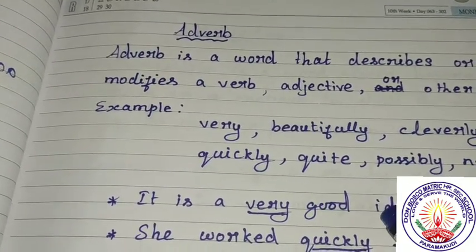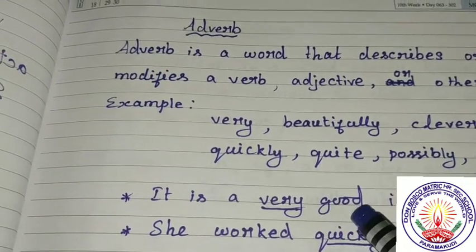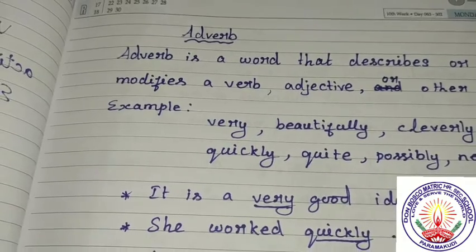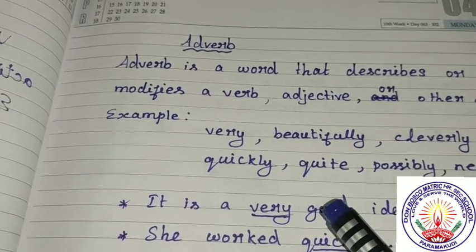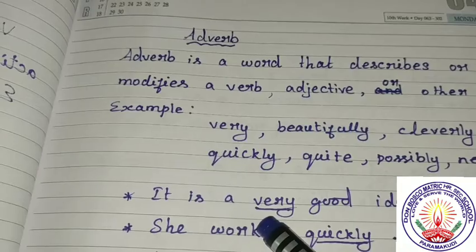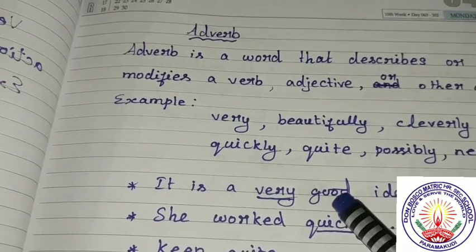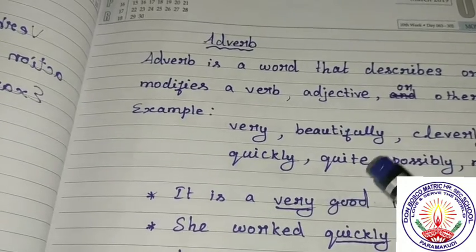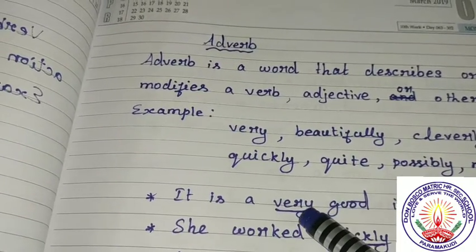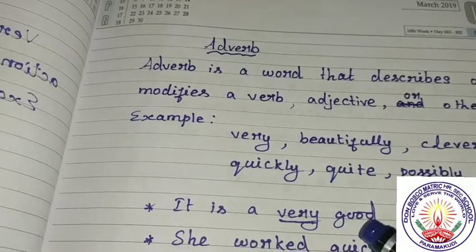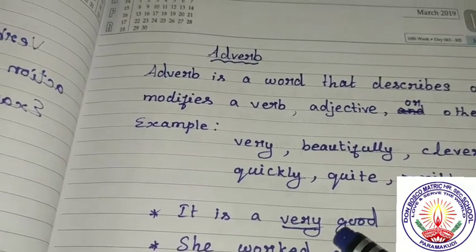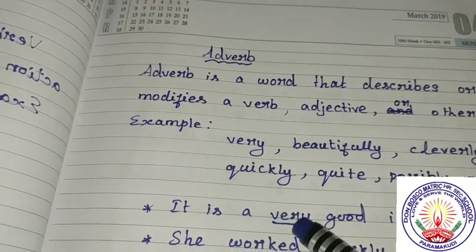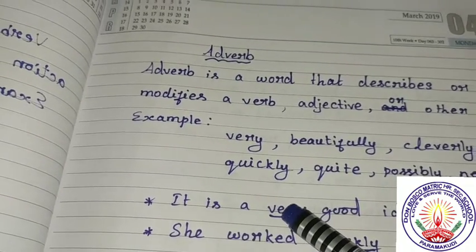So the idea is described by the word good. So good is an adjective because it describes the noun idea. Now, very, very good. This word very describes, it qualifies, it gives some more information about good. So it qualifies or modifies the adjective. So the word very is an adverb.